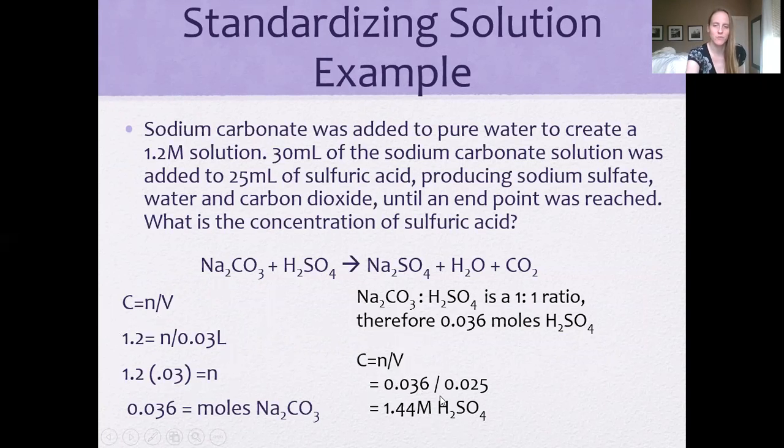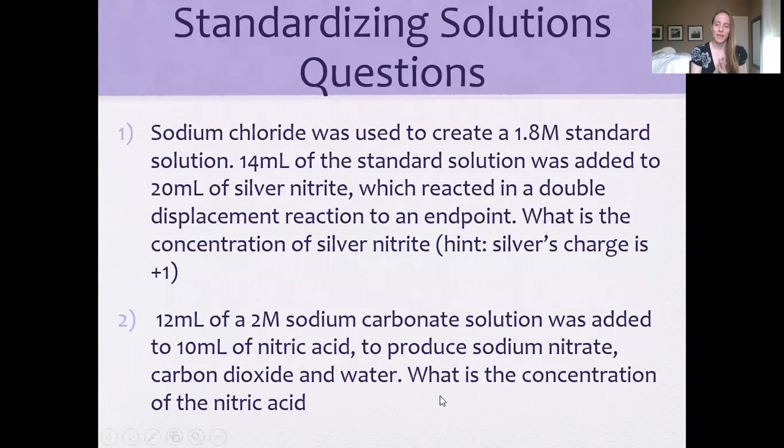So fairly straightforward. Like I said, because this is just a normal solution stoichiometry problem, you guys should be able to do these two questions without me walking you through them. So try those on your own, please.